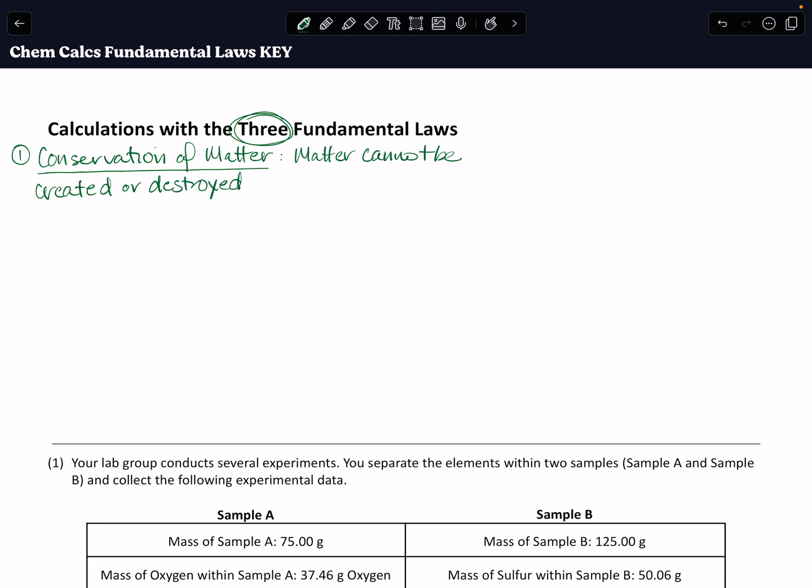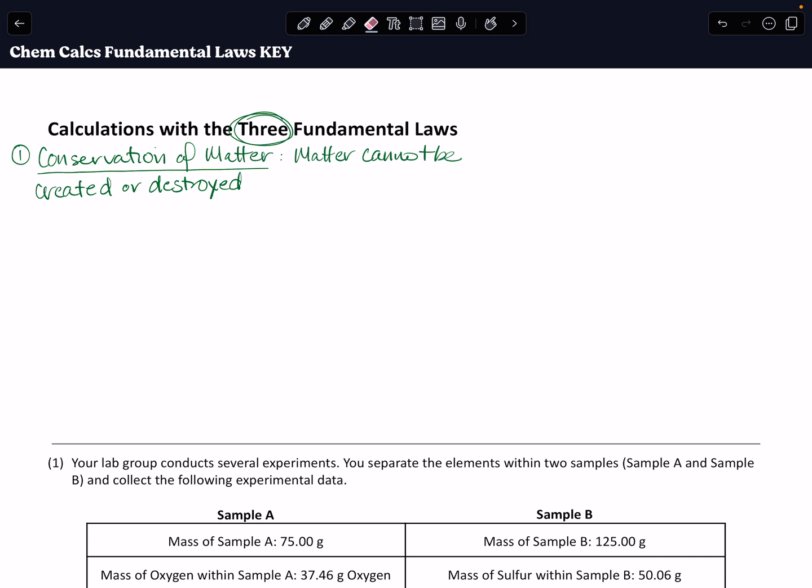All right, so what does that mean? It means that when you look at the amount of matter present in a reaction on the reactant side of that reaction, once the reaction occurs, all of that matter still has to be present on the product side. You can't make up any additional matter that can't join your reaction, and you cannot destroy any matter. So you have to conserve it. Whatever you have to start with has to be there at the end.